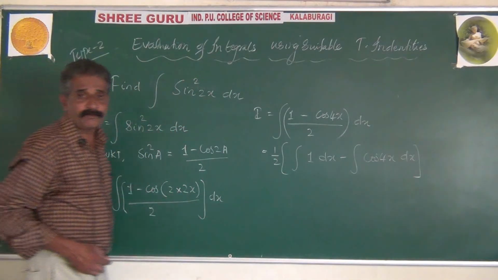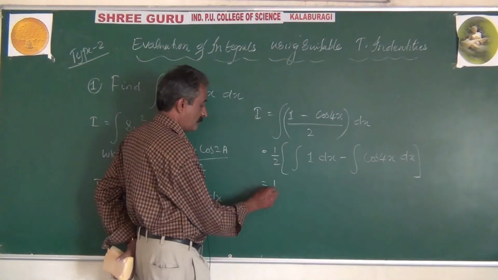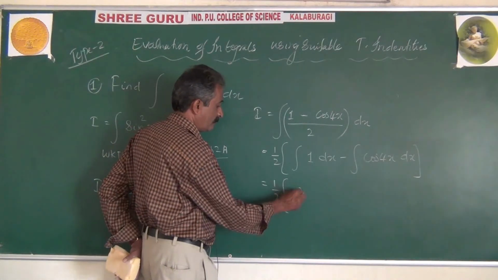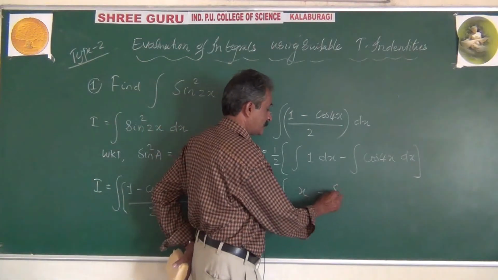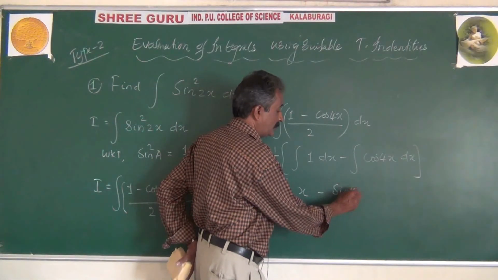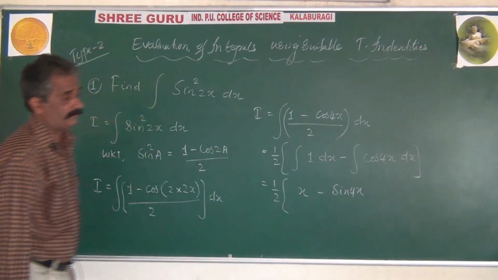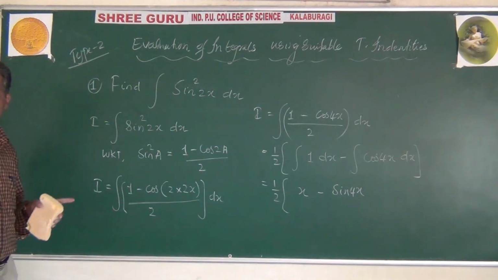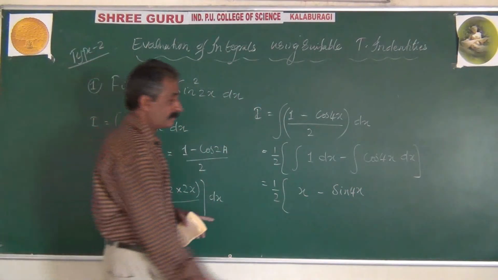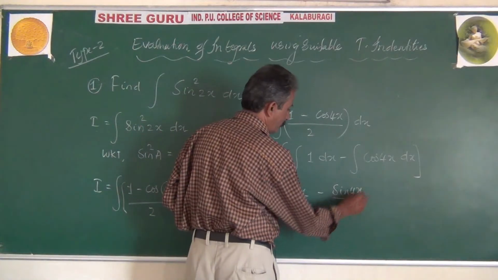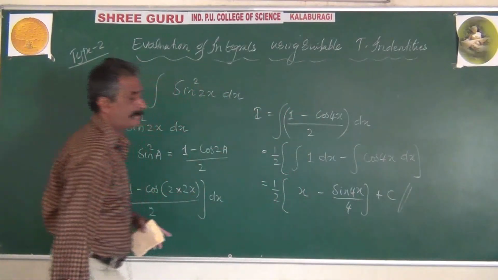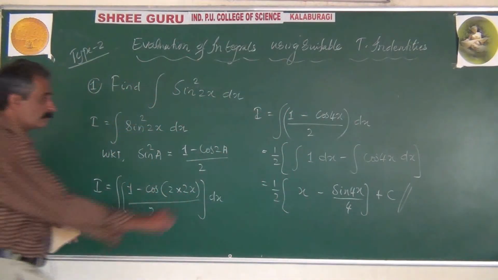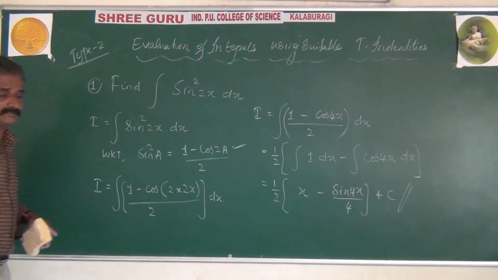What is the integration of 1 dx? x. So 1 by 2 times x, and the integration of cos 4x is sin 4x. Not only sin 4x, you have to think of whether it is multiplied or divided, because of integration it is divided by 4, plus c. This formula is very crucial.